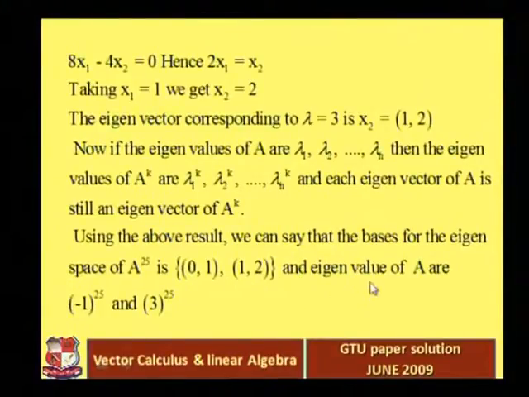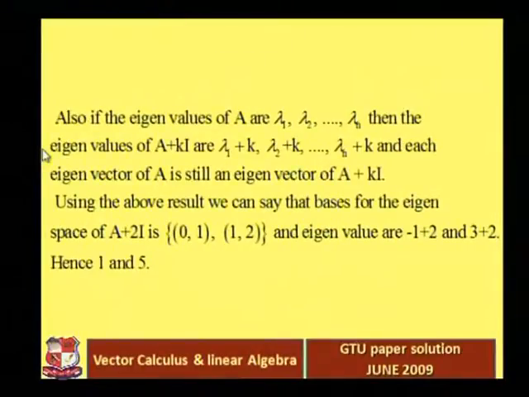Now what is the eigenvalue of A raised to 25? Here is a correction: the eigenvalues of A raised to 25 are (-1) raised to 25 and 3 raised to 25, right? We just have to take the power of the eigenvalues of the given matrix A, right? So here we found the eigenvector and eigenvalue of A raised to 25.